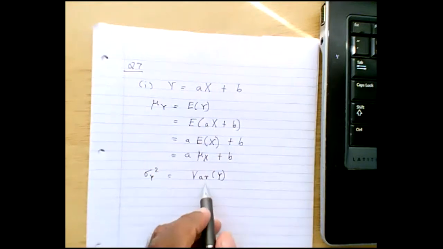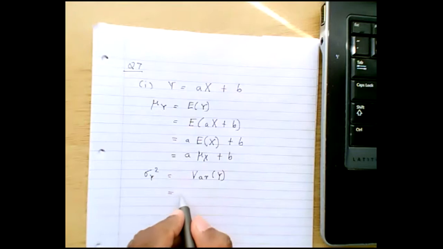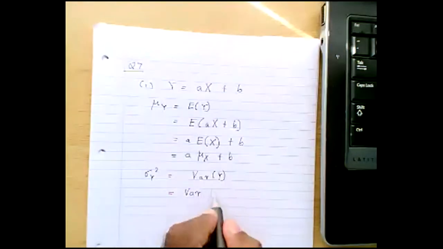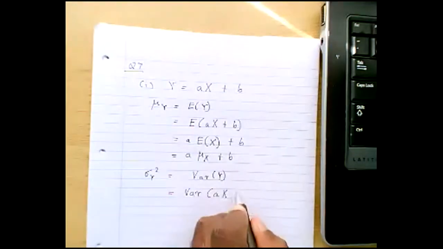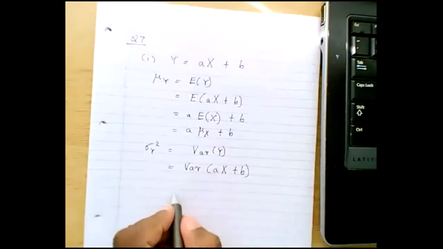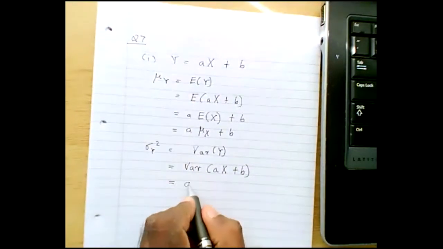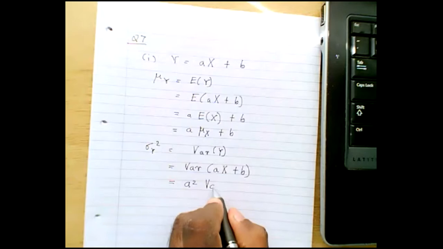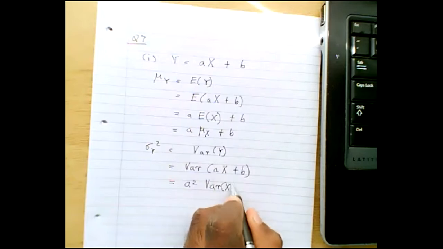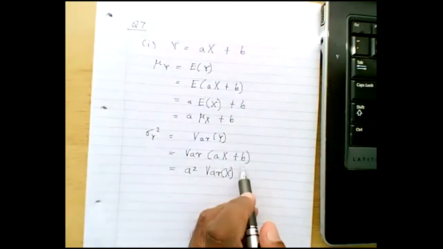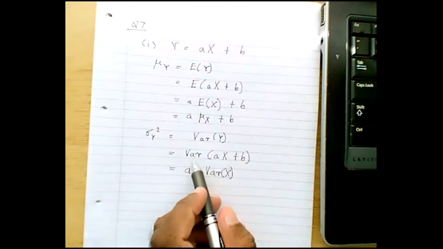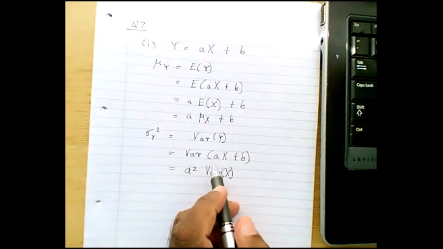So this is the variance of y, which is the variance of ax plus b. And this is the same as a squared times the variance of x, right? Because b doesn't have any role in the variance, as you know.